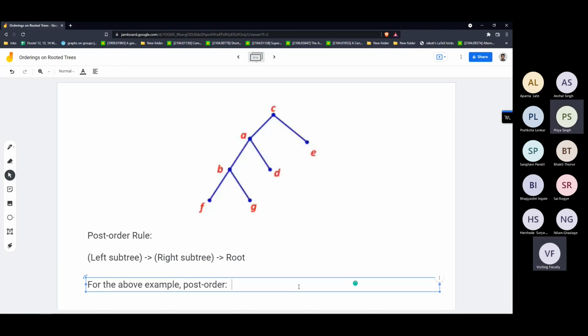F, easy. G, then B. Okay. No, no. So just be systematic. Tell me which root, which left tree, which right subtree. What is the root now? First step.